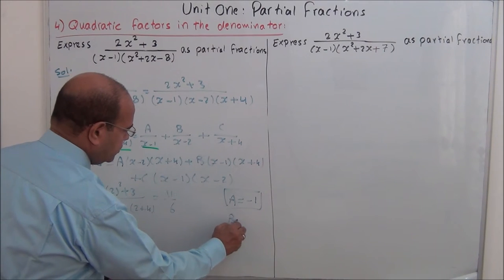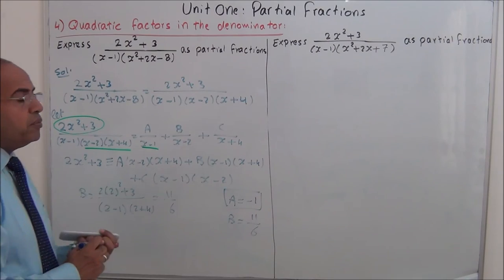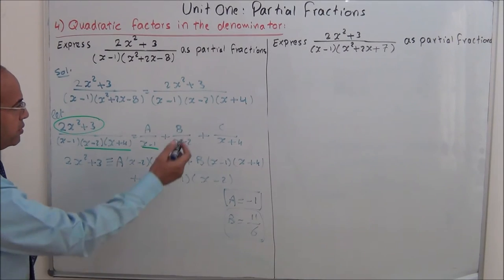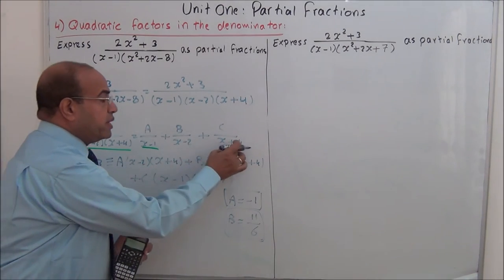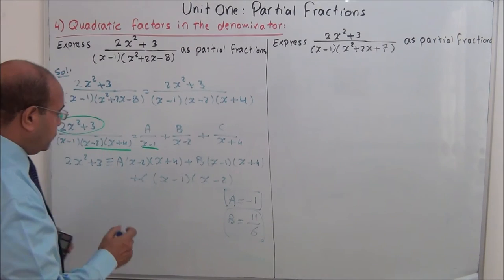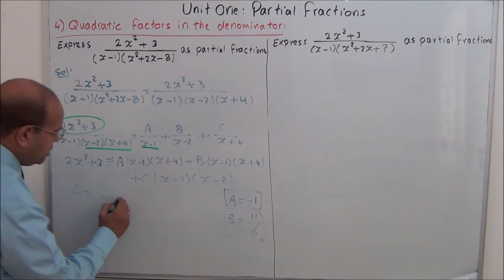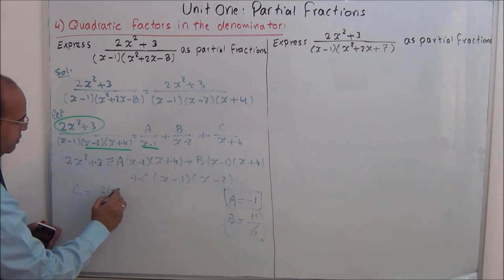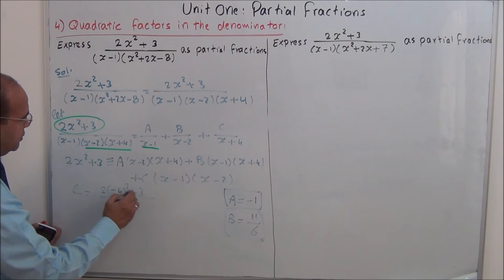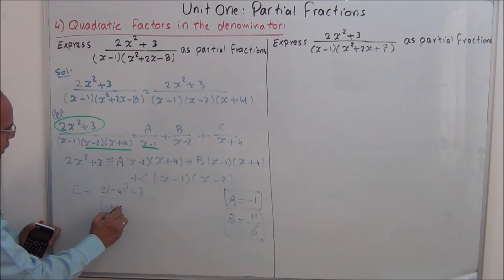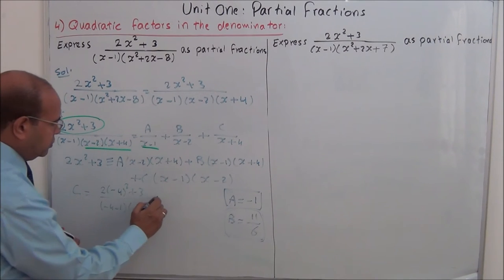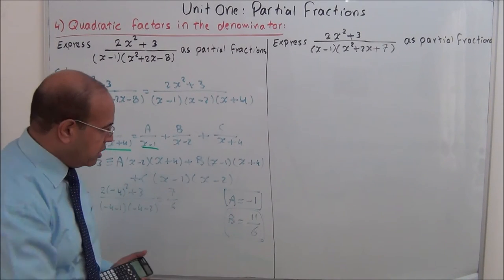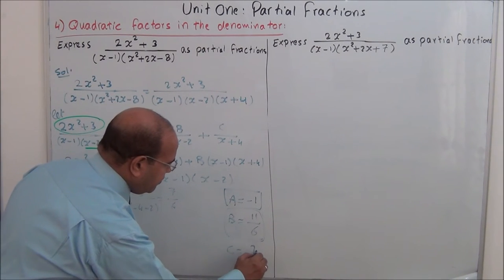Now we can use the same cover-up method to get the value of c. Equate the denominator to 0: x plus 4 equals 0, so x equals negative 4. Replace x by negative 4 except in this bracket, so the numerator is 2 times (negative 4 squared plus 3), and down it's (negative 4 minus 1)(negative 4 minus 2). The value of c by using the calculator is 7 over 6. So c equals 7 over 6.